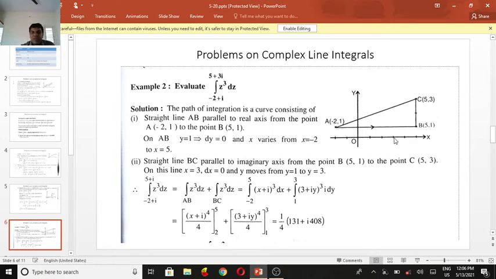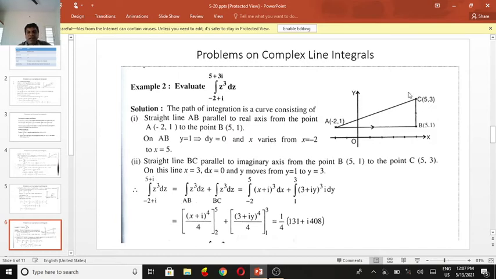Then coming to the curve BC, the straight line BC is parallel to the imaginary axis. From B with coordinate 5 comma 1 to C with coordinate 5 comma 3, that is on the line x is 5. So here x is constant, so the derivative of x becomes 0. That is, y varies from 1 to 3. So that is the problem: the integral from minus 2 plus i to 5 plus 3i of z cube dz.